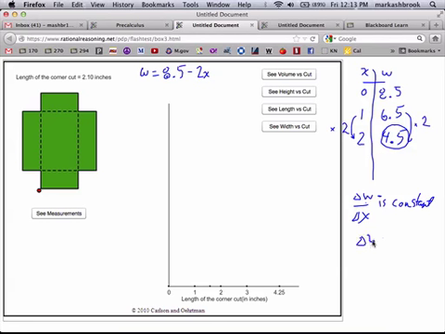So let's try it. Let's do some changes in x and changes in w. What if I change the x by 1? How much does w change? -2. How much does it change? -2. How about if I change x by 2? How much does w change? -4.